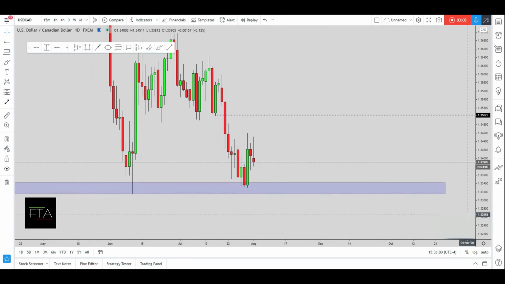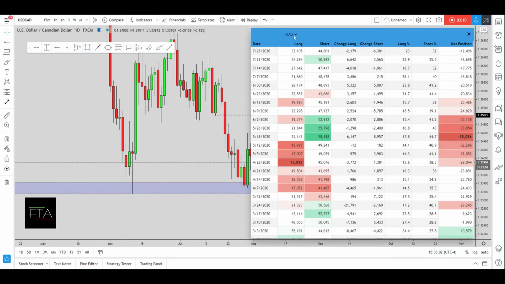Now, before I show you that, let's give a quick check at what we have on the CAD from a COT perspective, so commitment of traders, what the biggest banks and institutions are currently doing on CAD. Specifically, if we check the CAD, what we're actually checking is CAD USD, because all currencies on the spot are traded against the USD. So if we check the CAD, we're checking CAD USD, but if we want information on USD CAD, we simply have to invert everything.